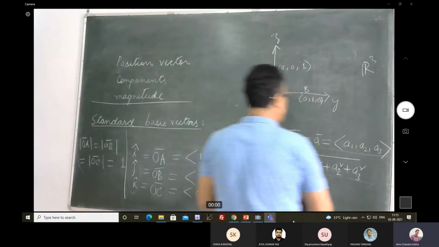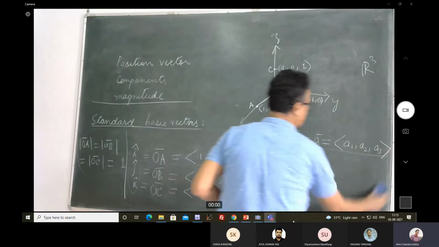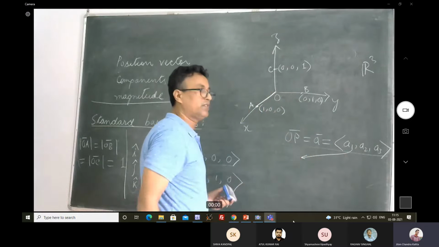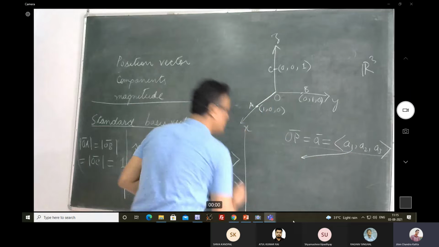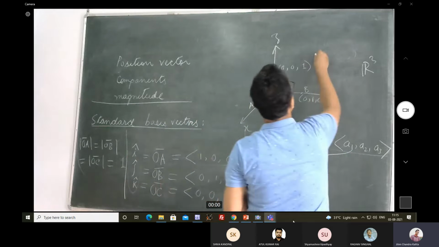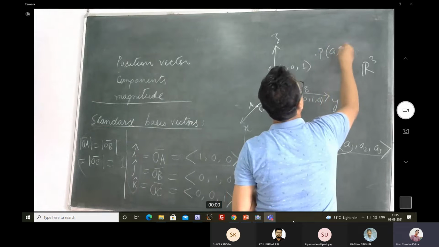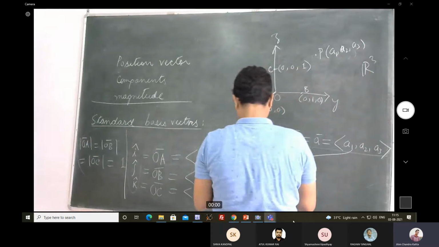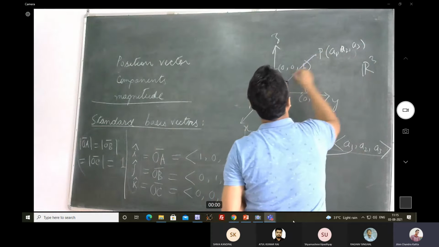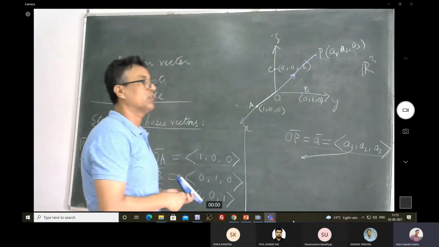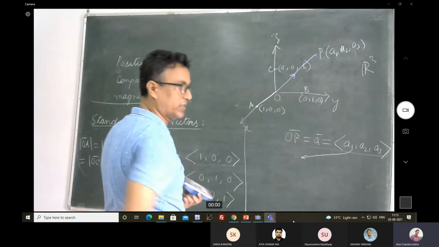Now, from the definition of vector addition, if I go back to this vector, if you recall, we simply took a point whose coordinates were a1, a2, a3, and we joined O with the point P, and we got the vector OP, which was defined as this.